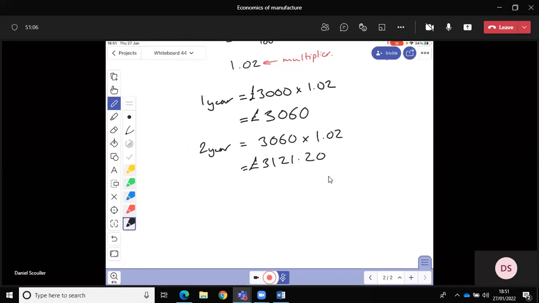Okay, if you want to do 3 years, your new start value would be 3121.2, multiplied by 1.02.